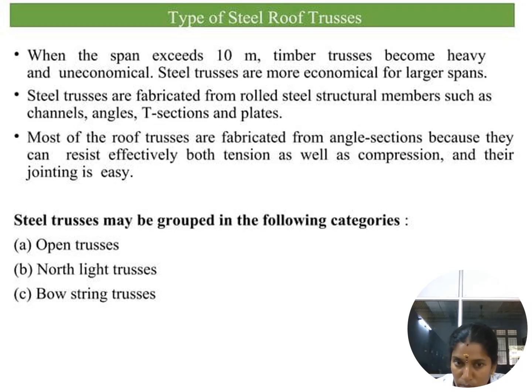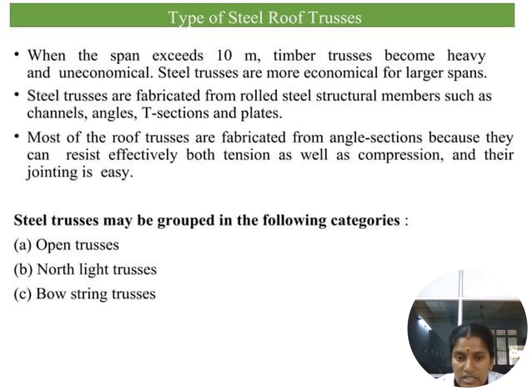So this is one part. We can use any type of these sections. In the rolled steel sections, we have I-beam, T-beam, angle, channels and plates. In this, we can prefer any kind of section, but most of the roof trusses are fabricated from angle sections, because they can resist efficiently both tension as well as compression forces. So that is the main purpose of adopting angle sections.